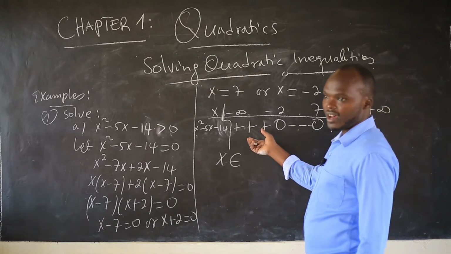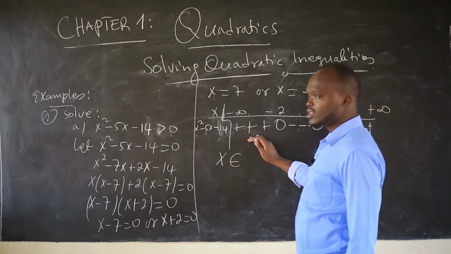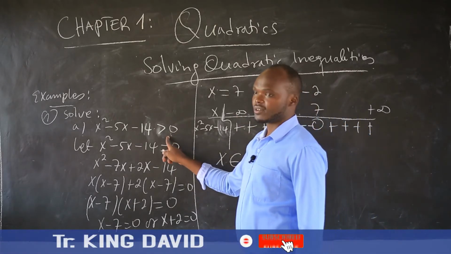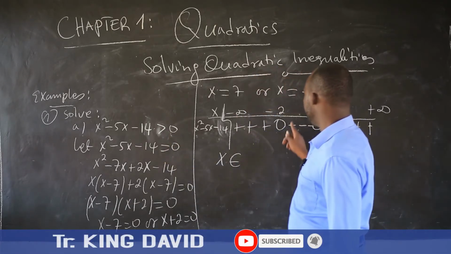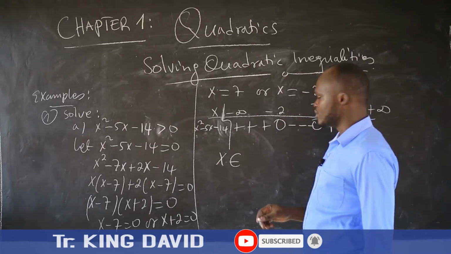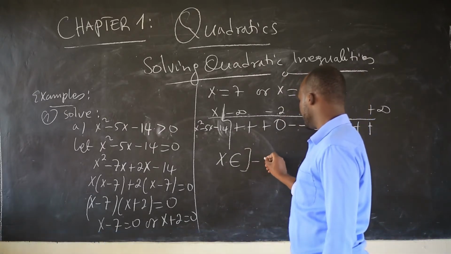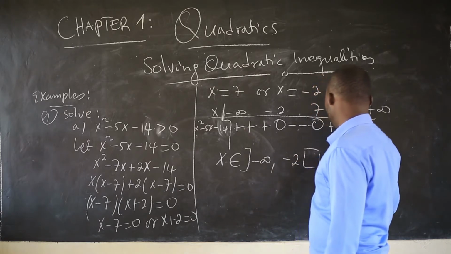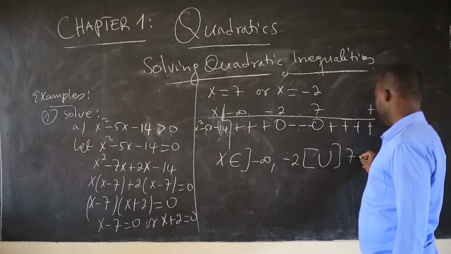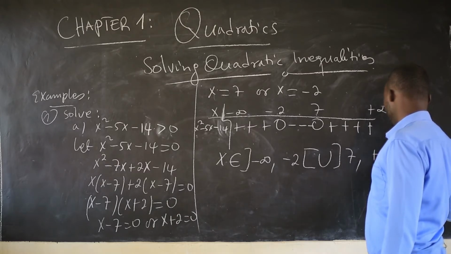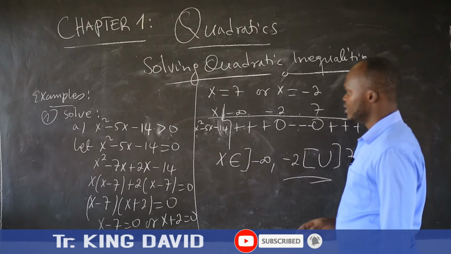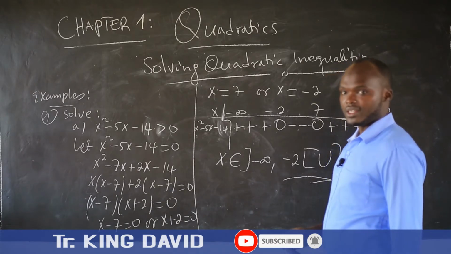So the values of x that can give us a positive solution are from negative infinity to negative 2. And you have only greater, meaning that negative 2 and 7 will be excluded. So it will be from negative infinity excluded to negative 2 excluded, union from 7 excluded to positive infinity. So that is the answer. I hope you don't have any question from there. If there is no question, let us go to B.